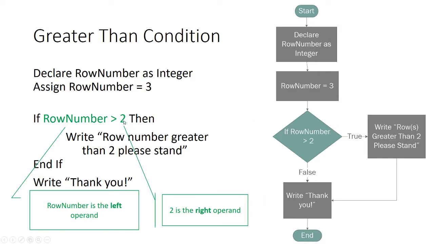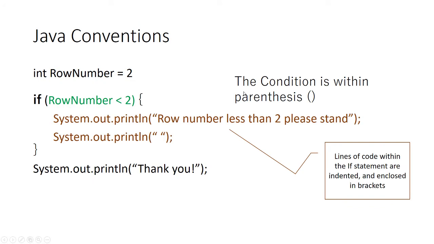In this example, we have a greater than condition. And again, our if statement checks to see if the row number is greater than 2, and if that condition is true, we write out a message. Now, when we're working with Java, we would have our code a little bit different. We would declare our integer and assign it a specific value. Oops, it's missing a semicolon.